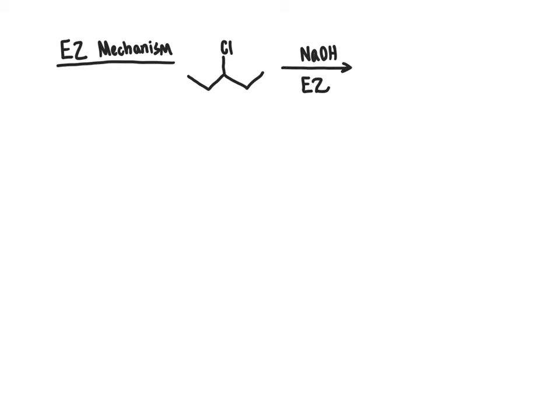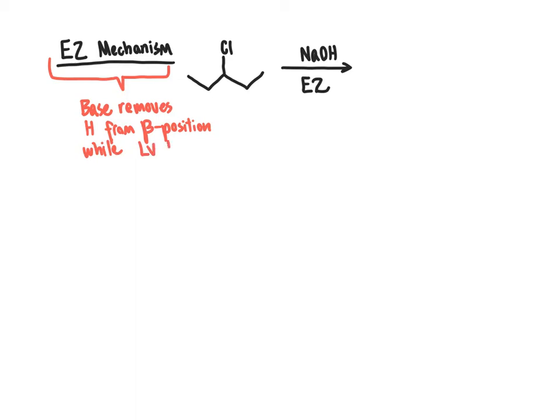So the E2 reaction mechanism, the key feature of that is it's going to involve the base grabbing a proton at the same time that the leaving group leaves. So the base removes a proton, and specifically it's going to remove a proton from the so-called beta position. And that's going to occur at the same time that the leaving group leaves. So it's going to occur at the same time that the leaving group is breaking away from the molecule.